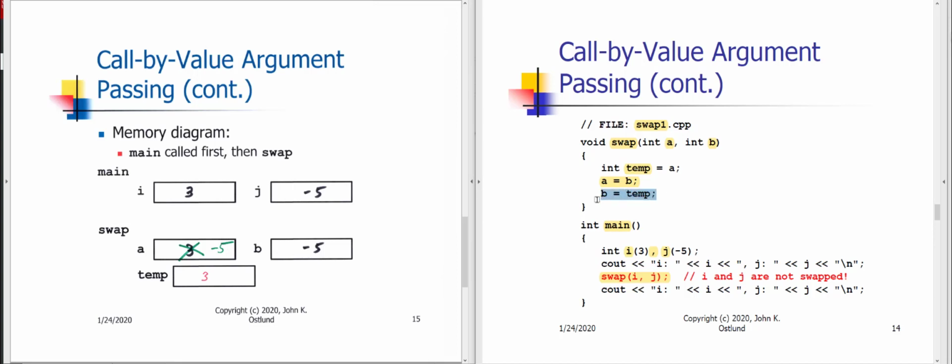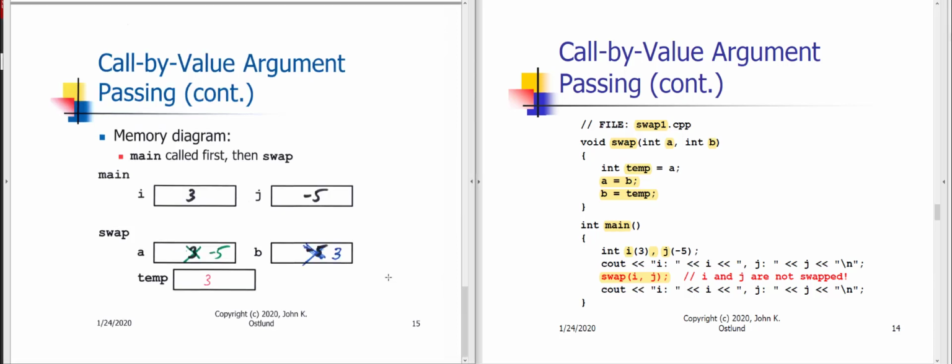The third statement in swap says b gets temp, so that's going to take the value of temp, which is 3, and overwrite the bit pattern that's currently in b. All right, so b now contains 3. When we hit the closing curly brace of the swap function, the swap function will return back to whoever called it. It turns out that the parameter variables and local variables for the swap function are erased from memory at this point, although I don't have a diagram showing them being erased.